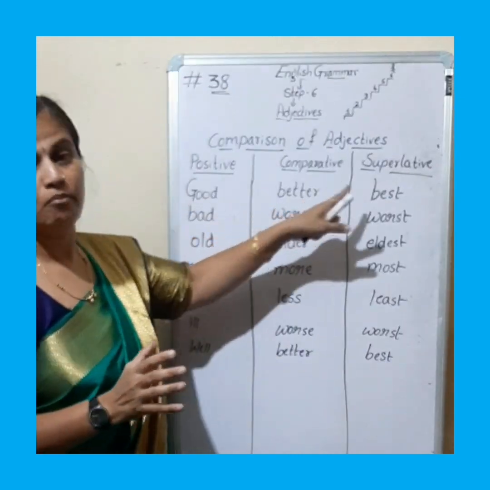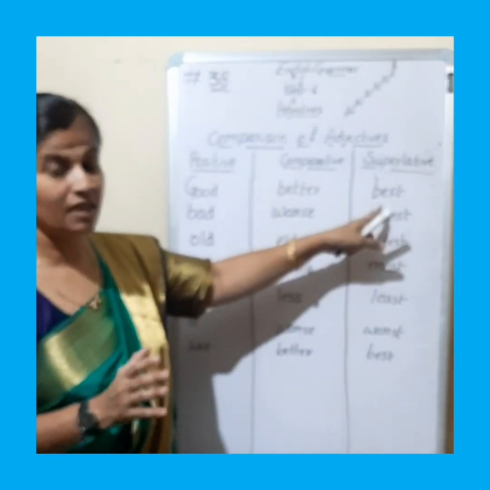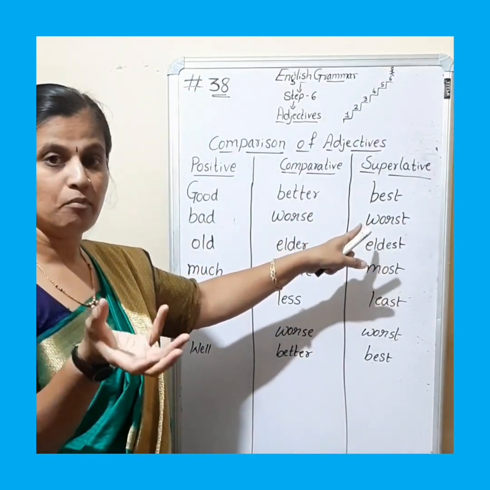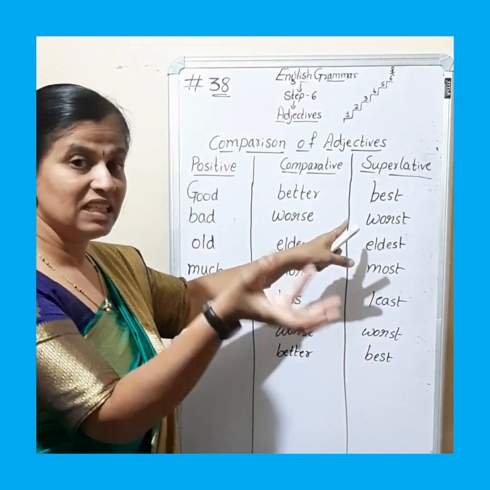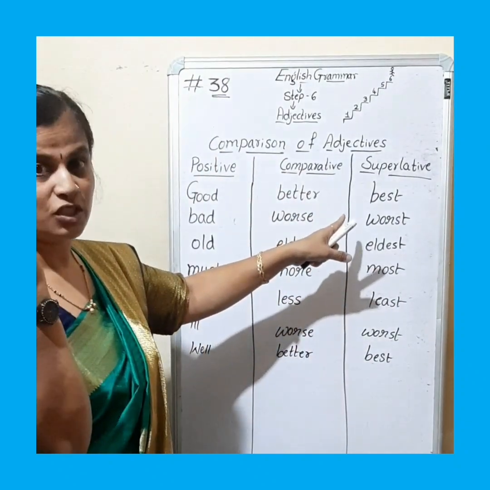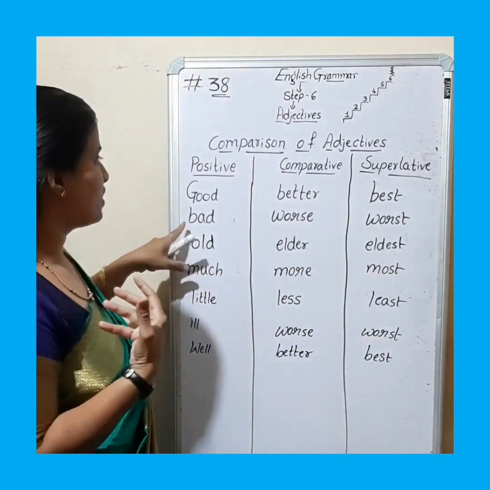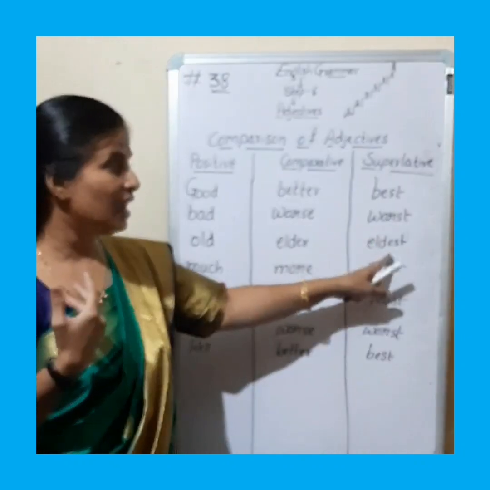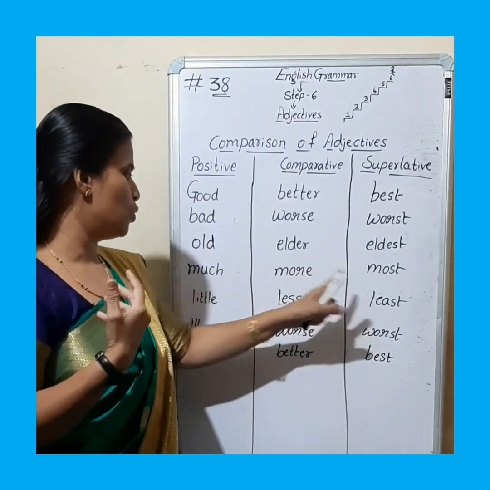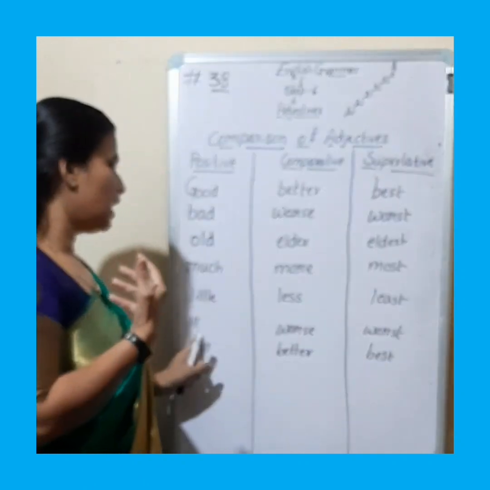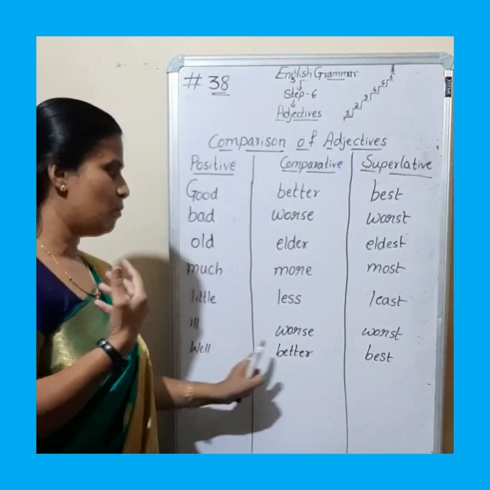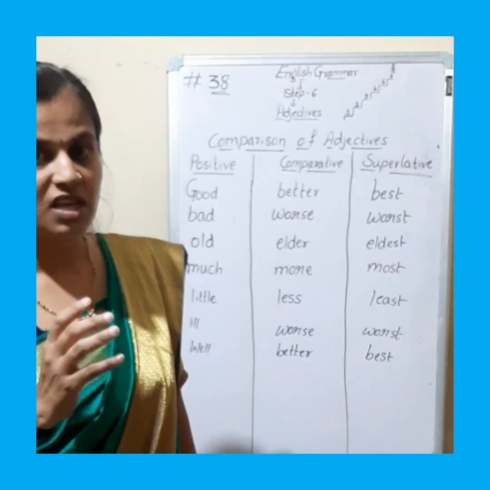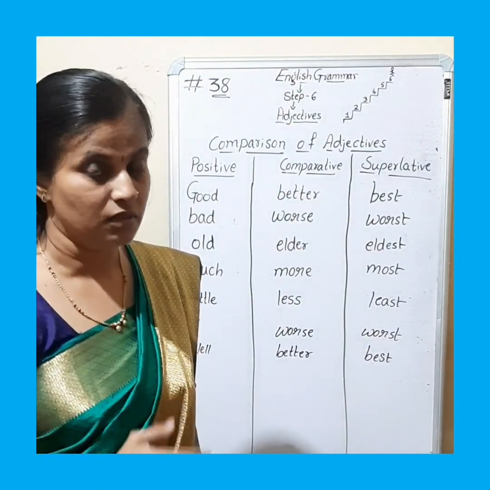Good, better, best, completely different, right? Whereas smart, smarter, smartest, we used to get comparative as well as superlative degrees from the positive form, right? So here you can see bad, worse, worst, entirely different. Old, elder, eldest. Much, more, most. Little, less, least. Ill, worse, worst. Well, better, best. So this is how there are some words which are compared irregularly.